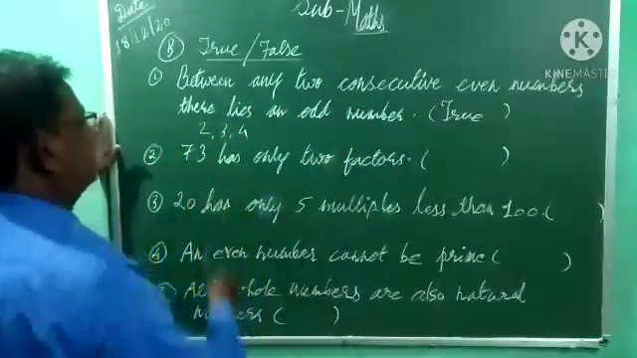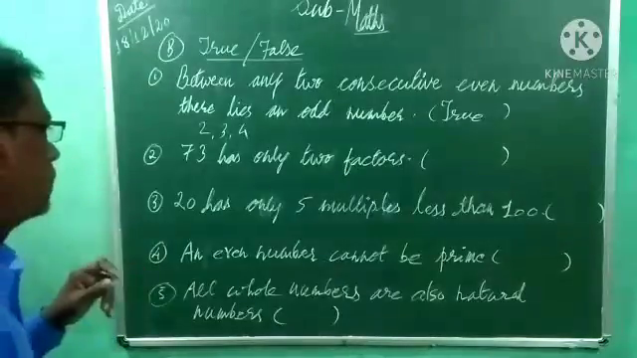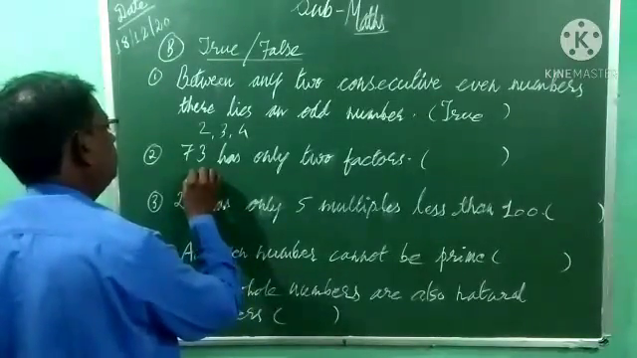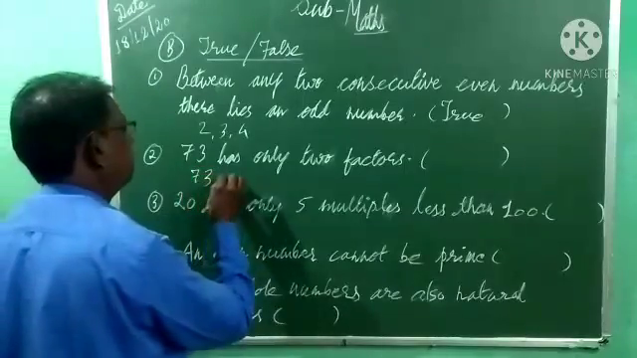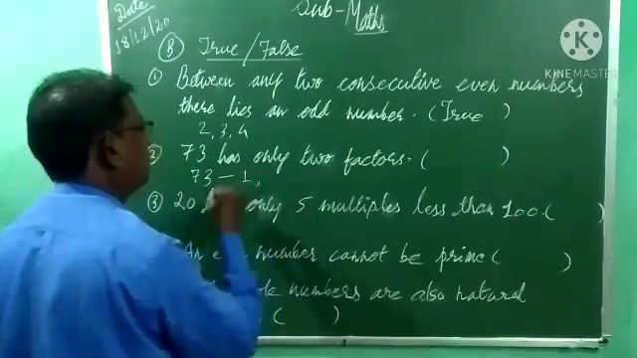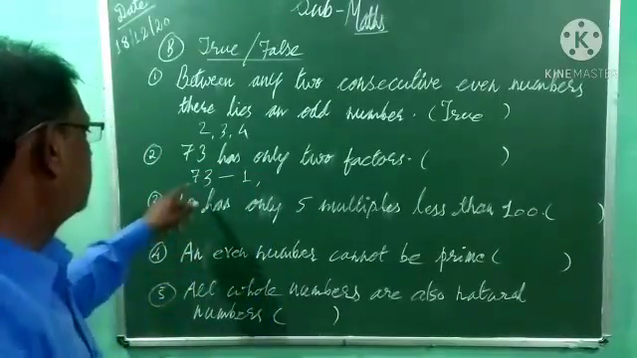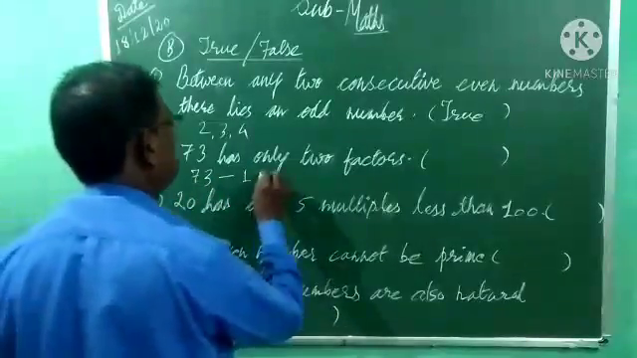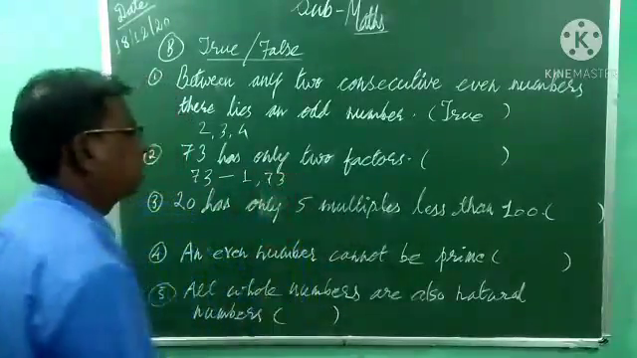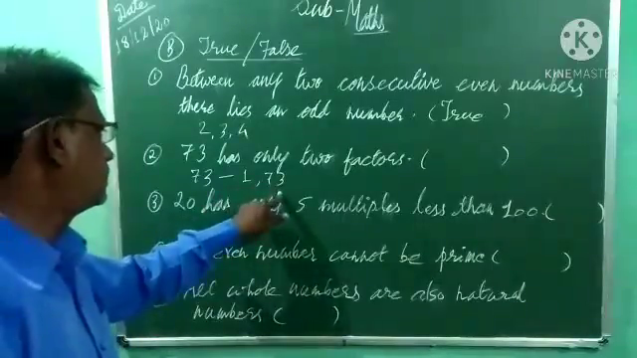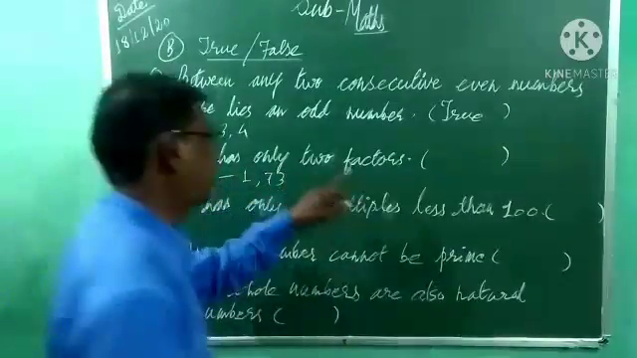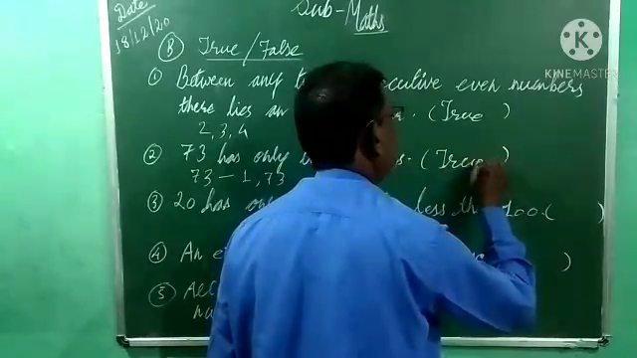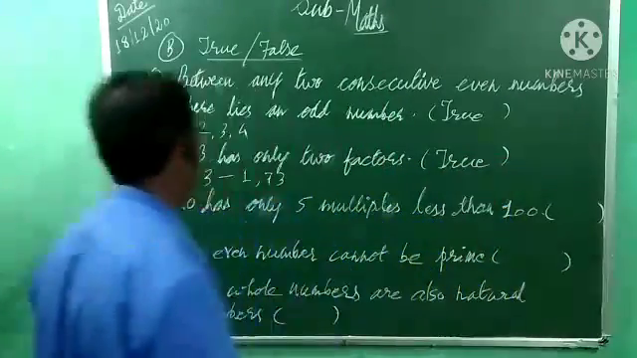Now next, 73 has only two factors. What are the factors of 73? Factors of 73 are 1. In one's table we are getting 73. Again 1, 2, 3, again not getting anything. And lastly 73. So 73 has only two factors, 1 and 73. So this statement is also true.